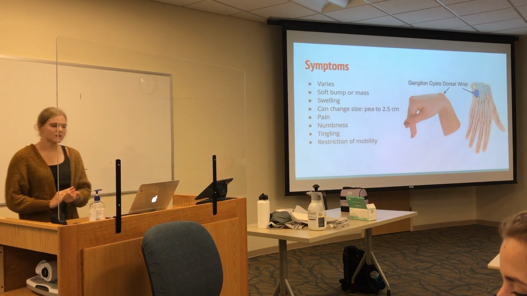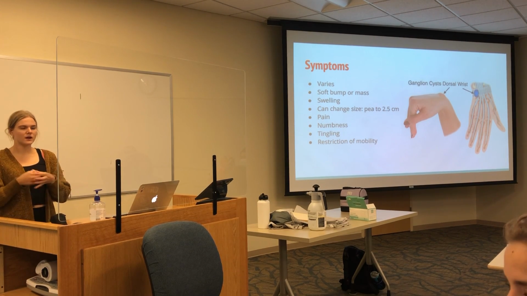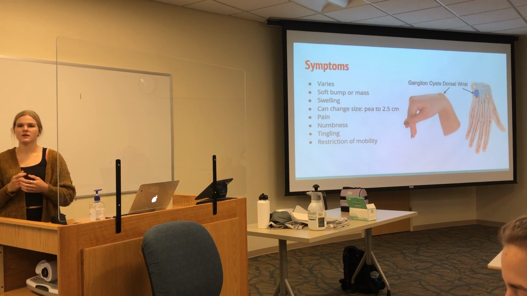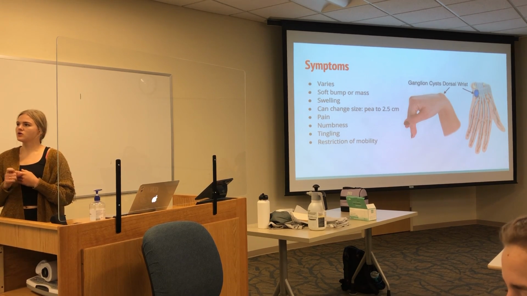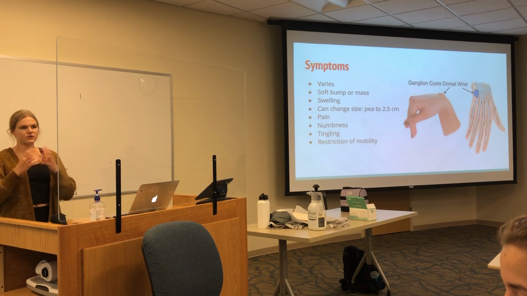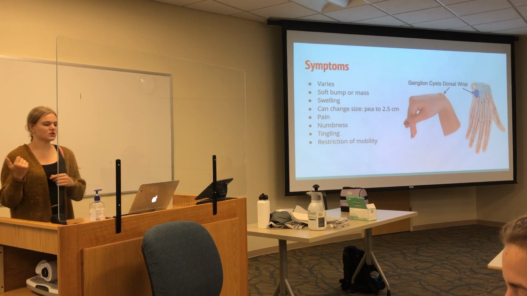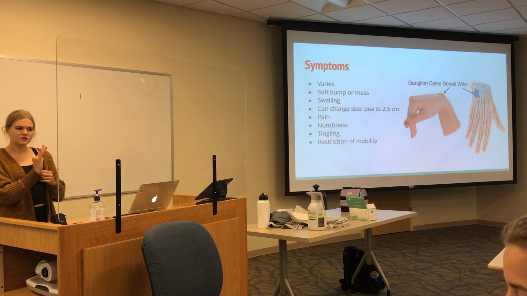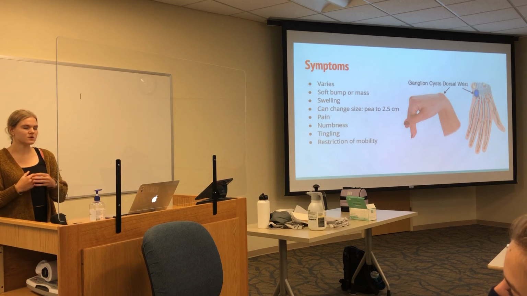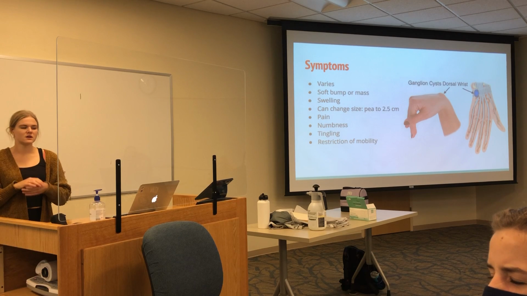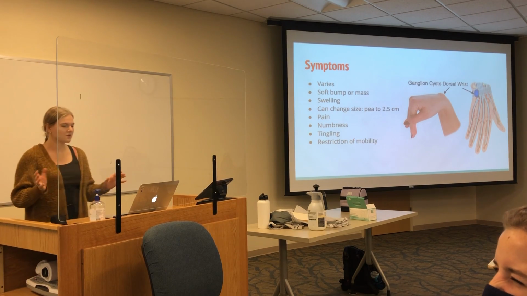So some of the symptoms vary depending on the size. Usually you'll find a small bump or mass, and sometimes swelling will happen, because of repeated use, like moving it. It'll cause inflammation in that bump to swell, so it can change sizes. It can start from a pea size and get all the way to 2.5 centimeters big, but most of the time they stay around a pea size, depending on where it's located.